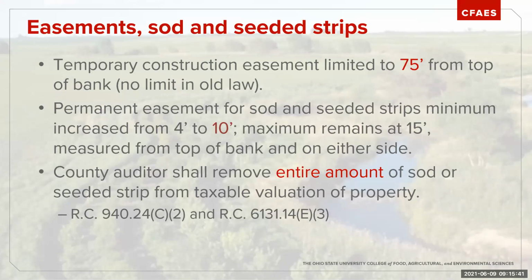And then we increased the permanent easement. There were a lot of problems with being able to complete maintenance on a 4-foot easement on those sod and seeded strips. And so we increased the sod and seeded strips, and we'll have more of that for drainage purposes as well, not just for maintenance. So it went from 4 feet to 10 feet. The maximum still remains at 15. So from 10 to 15 feet would be the easement for sod and seeded strips.